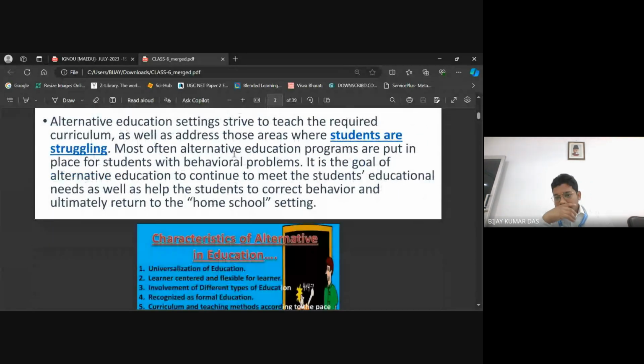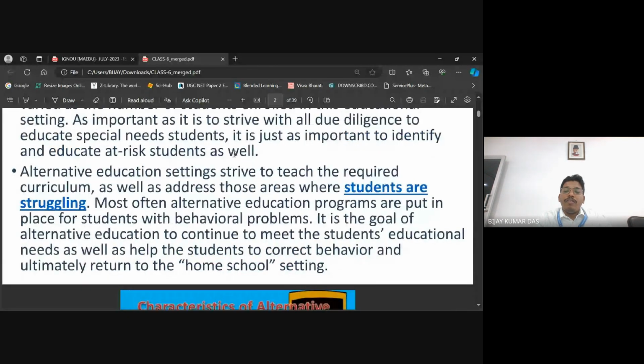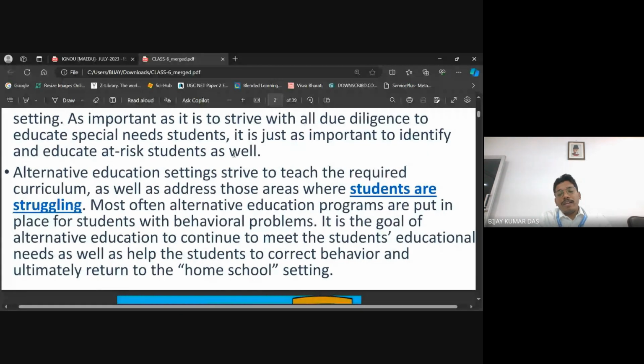Okay. The question comes to our mind. Alternative education settings strive to teach the required curriculum as well as address those areas where the students are struggling. The sole purpose of alternative education is what? It is to remove the barrier. What kind of barrier? The barrier faced by the learners in achieving the curriculum, the curriculum they are not getting easily, where the students are facing issues.